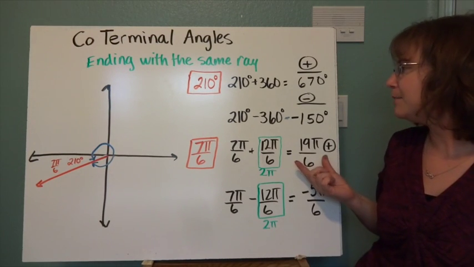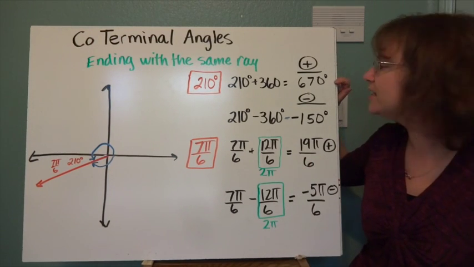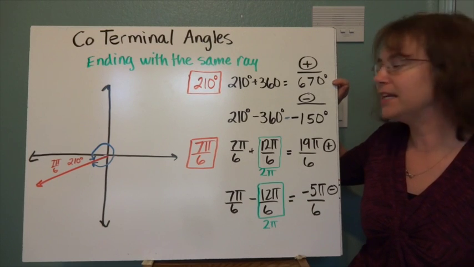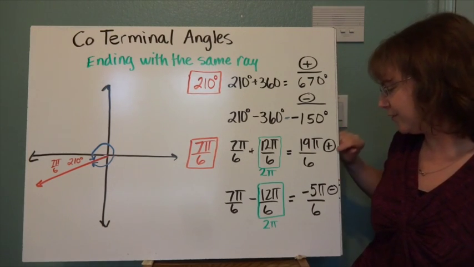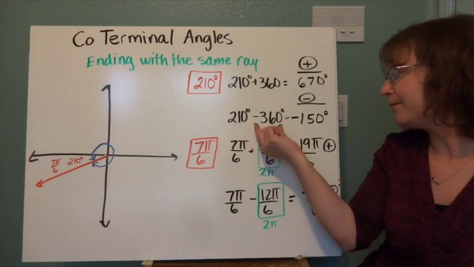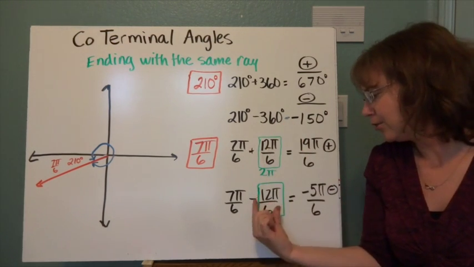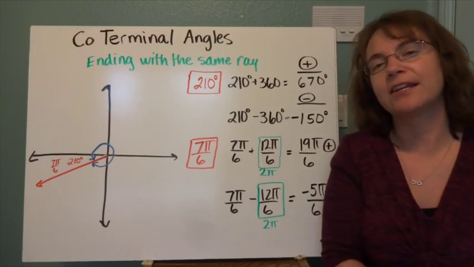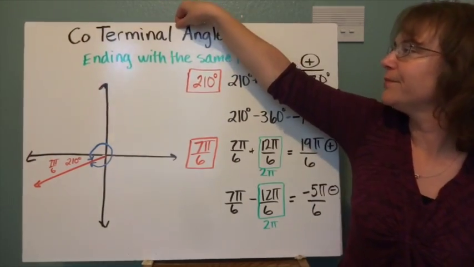Also notice that 19 pi over 6 is the same as 670 degrees, so I could convert from radians to degrees, or vice versa. And the same is true right here. So when I'm adding 2 pi, that's equivalent to adding 360 degrees, or subtracting 2 pi, it's equivalent to subtracting 360 degrees.